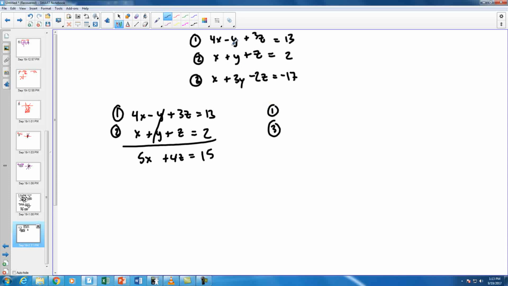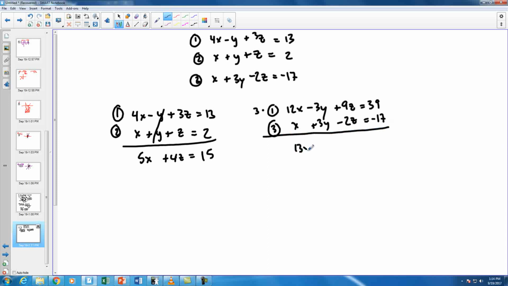Equation number 1 has a negative y. To cancel with a 3y, it needs to be a negative 3y. So I'm going to times by 3. That makes 12x minus 3y plus 9z equals 39. Down here for line 3, I'm not changing it. It's x plus 3y minus 2z equals negative 17.